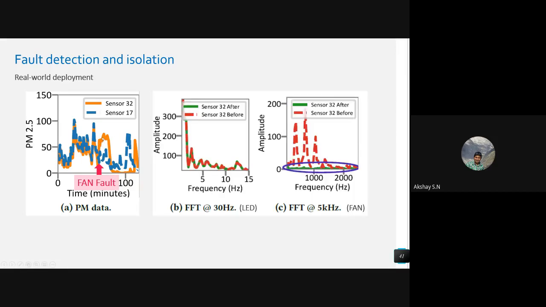If I look at sensor 32's FFT features, at the FFT feature at 30 Hertz, you can see sensor 32 before this point and after this point has a very similar signature, which means there is no fault in the LED component. However, if you look at the FFT features at the 5 kilohertz signal, which is for the fan, you can see the fan signal is completely distinct compared to before, which indicates that there is a fan fault in this scenario. So without any contextual information or any sensor redundancy, we can now use current sensing to detect and isolate the fault.